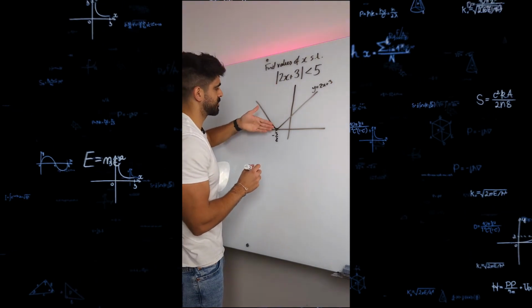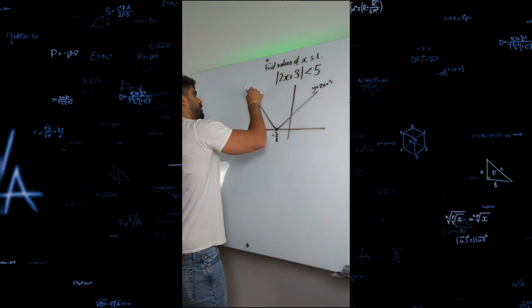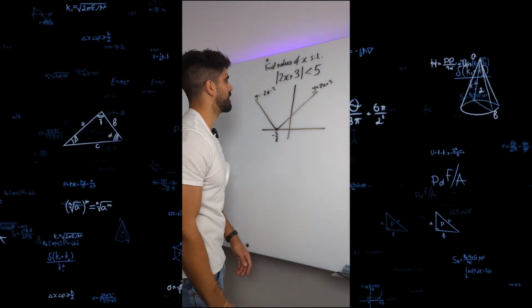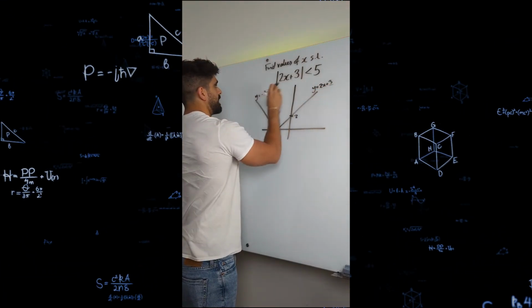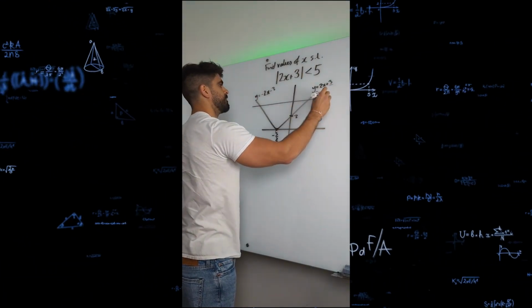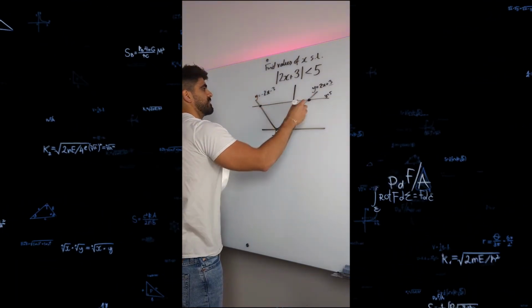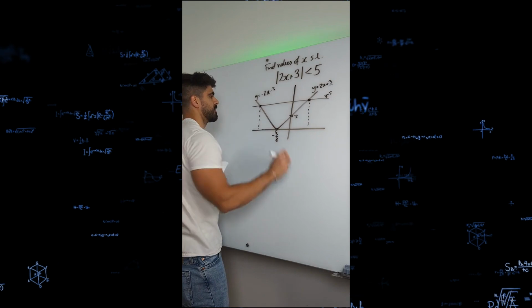The modulus basically took all the negative parts of the line and reflected it up. So this would be y is minus 2x minus 3. It's the negative of all of that. This crosses the y-axis at 3, yeah, because of the plus 3. And then 5 is over here. So what we need to do first is find the x values of where these two graphs meet.